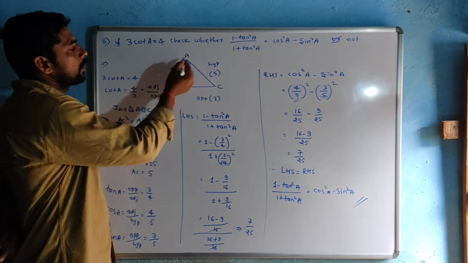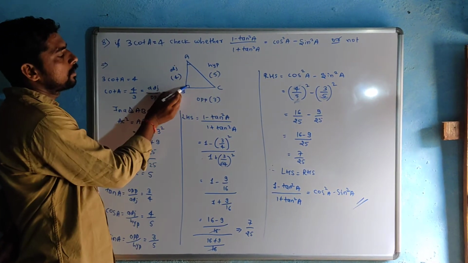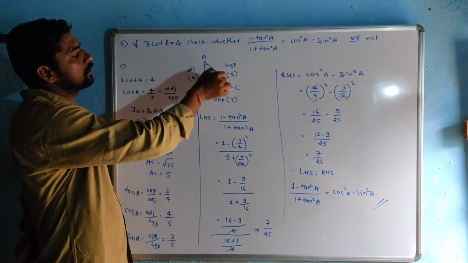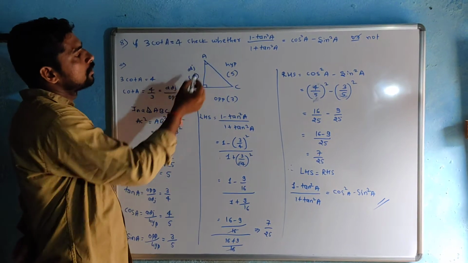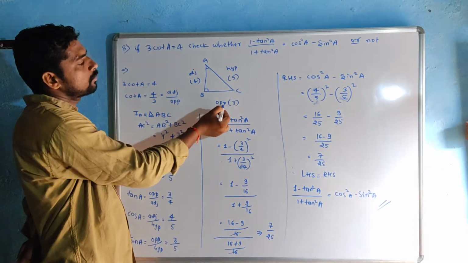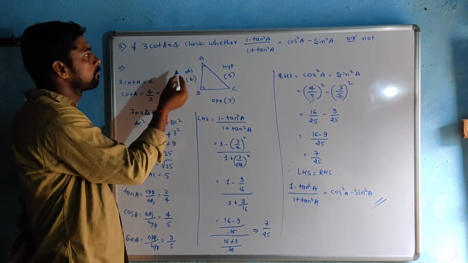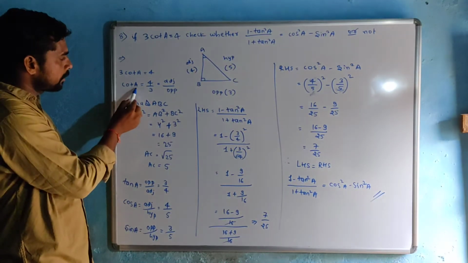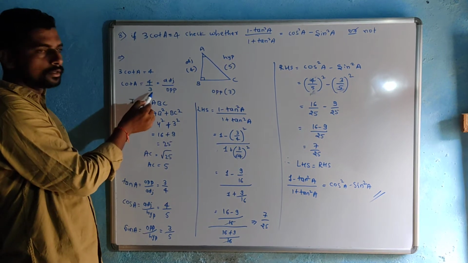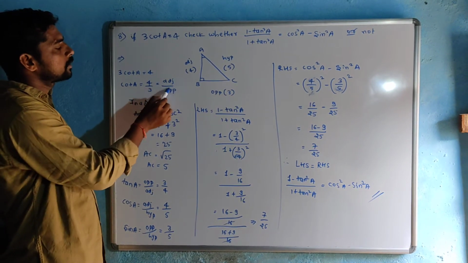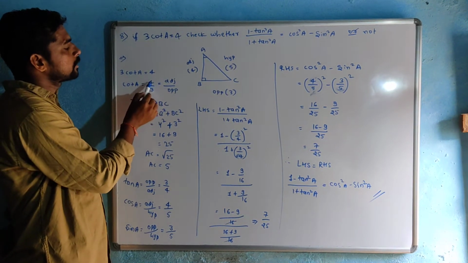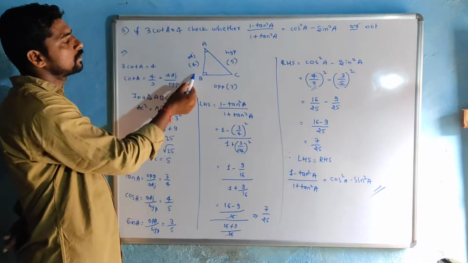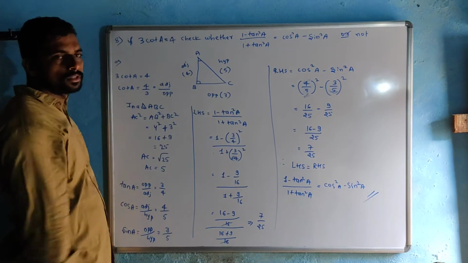I take one right triangle ABC, 90 degrees at angle B. See here, this is the hypotenuse. I mark angle A. This is the opposite side, this is the adjacent side. He gave 3 cot A is equal to 4. Cot A is equal to 4 by 3. See here, cot means adjacent by opposite. Therefore adjacent side is 4, opposite side is 3. Therefore AB is 4, BC is 3.